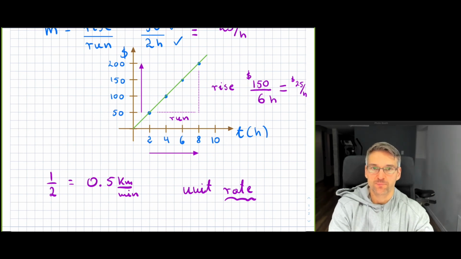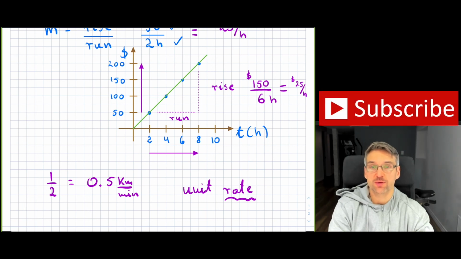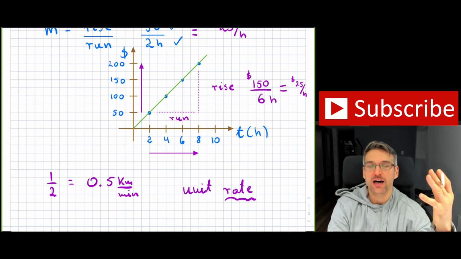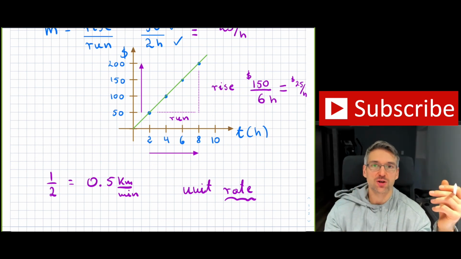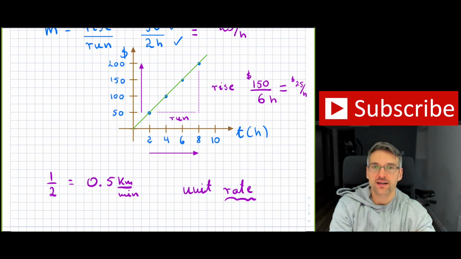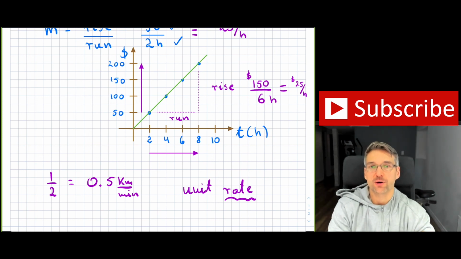All right, so I'm going to end the video here. And I hope that you do see the comparison and match between what is a rate, which is basically a comparison between two different quantities, and then a slope. And you should see that a slope and a rate are basically the same type of thing.